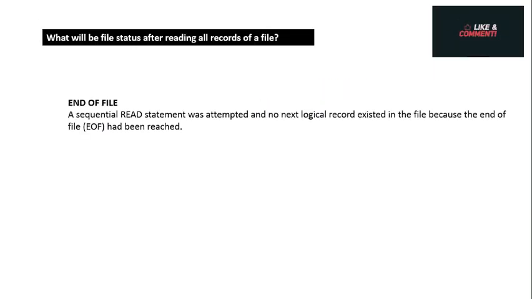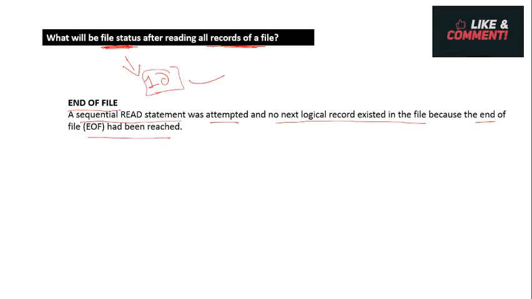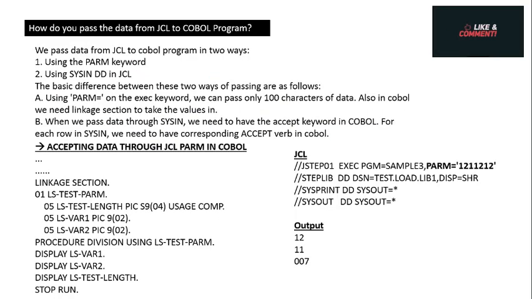Okay, let's go to the next question. What will be the file status after reading all records of a file? Everybody knows that if we read all records, we reach the end of file status. A sequential read statement was attempted and no next logical record existed in the file because the end of the file had been reached. So the file status returned will be 10. Let's go to the next question.